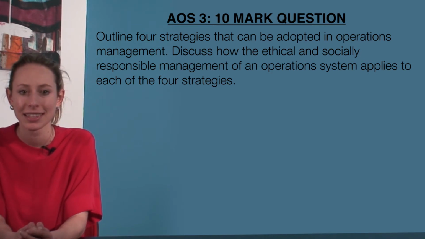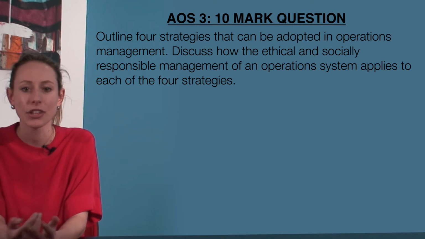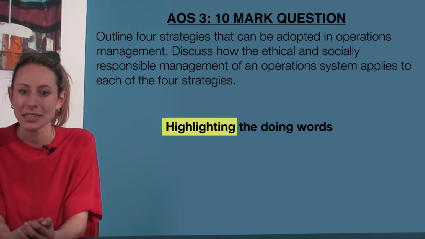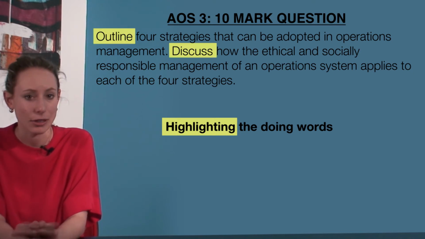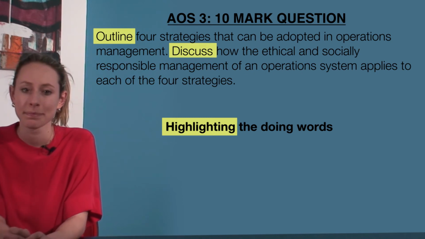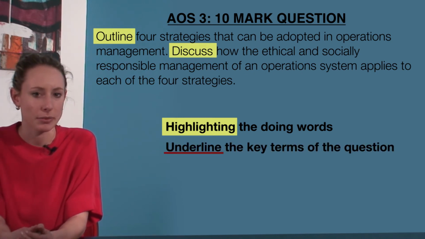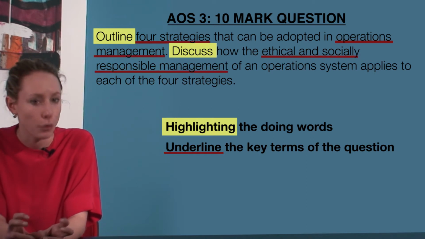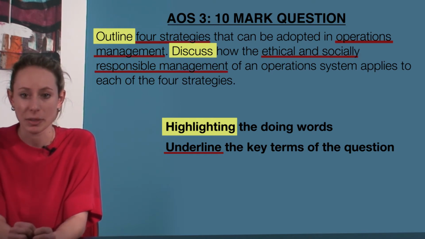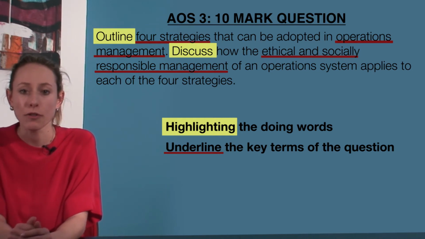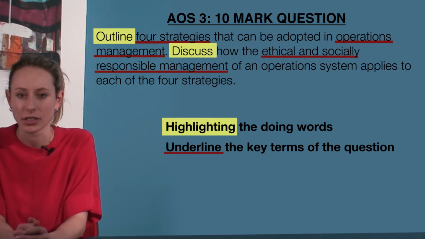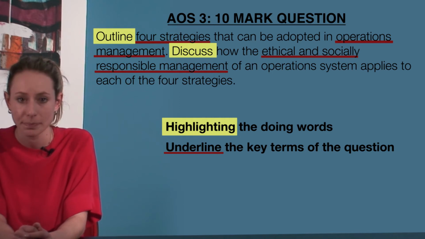10 marks. It is important to clearly understand the question so that it can be answered correctly. This can be done by highlighting the doing words, which outline how the question should be answered. These include outline and discuss. Students should also underline the key terms of the question. These include 4 strategies, operations management, and ethical and socially responsible management. Each of these words or phrases should be addressed within your response. Acknowledging these aspects of the question and marking them on your page can go a long way in ensuring your response is precise in answering the question.